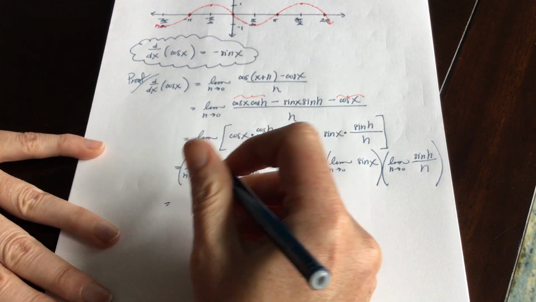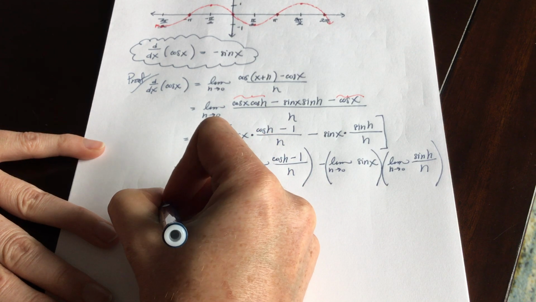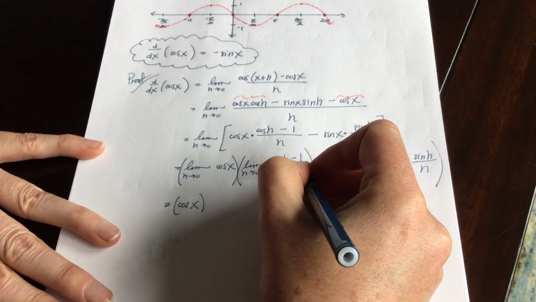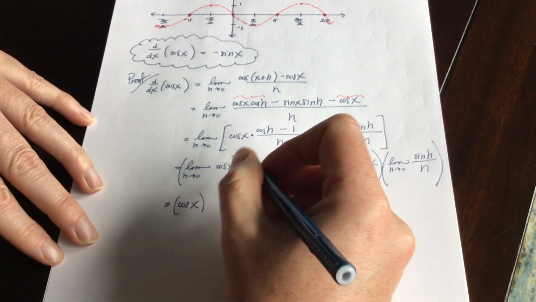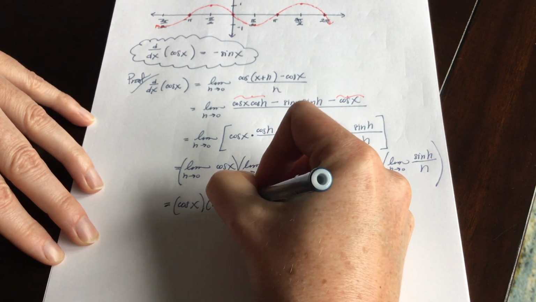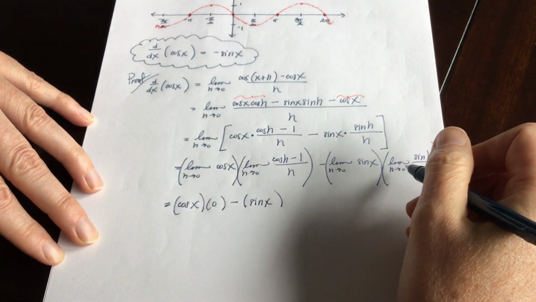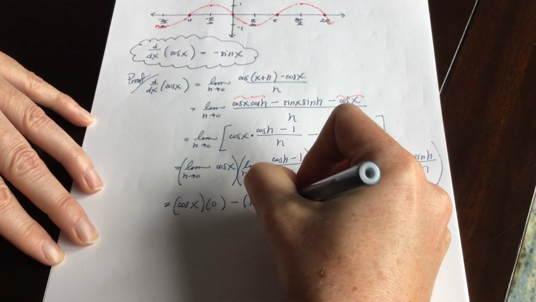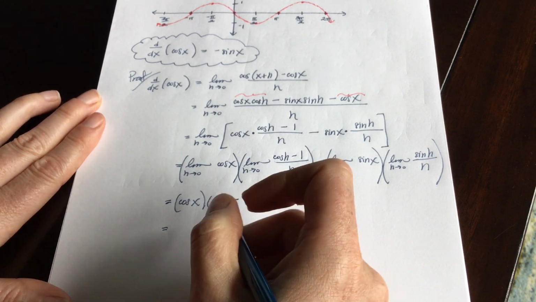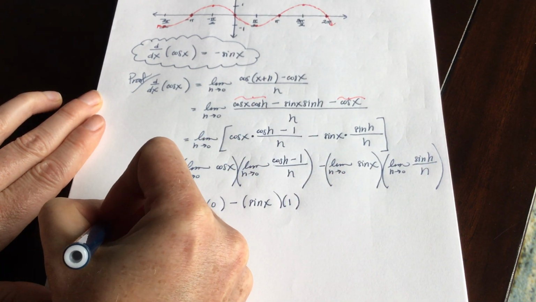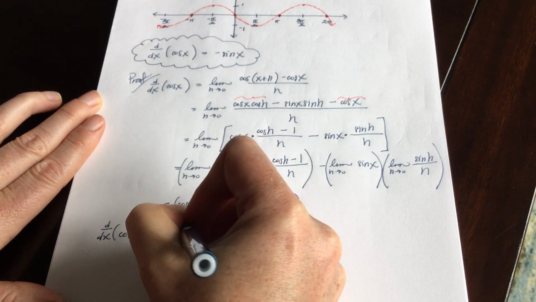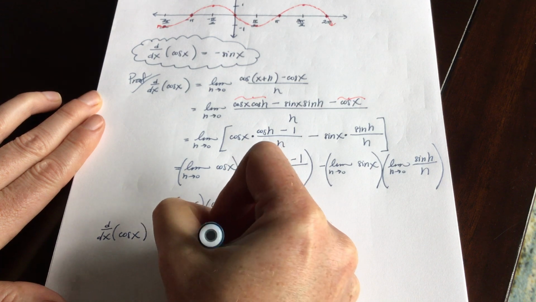Okay. If h goes to 0, cosine of x gets to just stay itself, cosine of x. If h goes to 0, cosine of h minus 1 over h, as we discovered in the warm-up, you would get 0. H going to 0 on sine of x leaves you with sine of x. And h going to 0 on sine of h over h leaves you with 1. Simplify this expression, and lo and behold, we have proved that the derivative with respect to x of cosine of x is indeed negative sine of x.